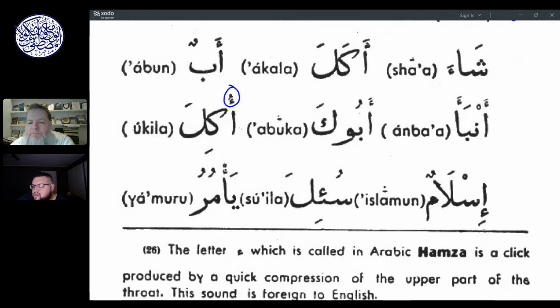Islamun. Islamun. Naam. If we stop, Islam. Right? Islam. Islamun. Su'ila. Su'ila. Exactly. Su'ila.